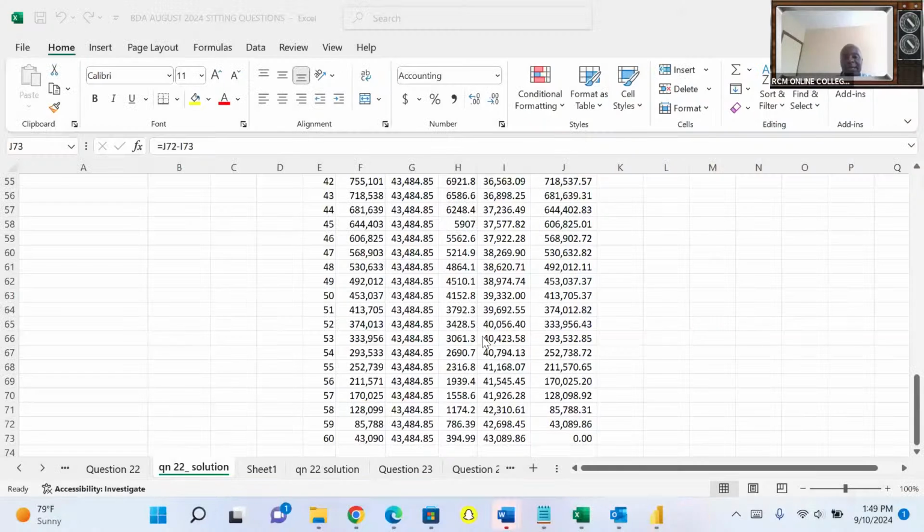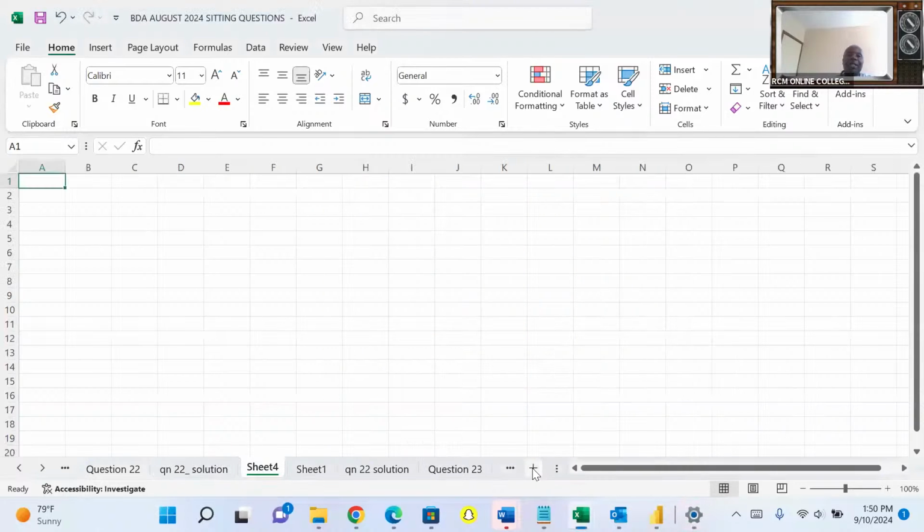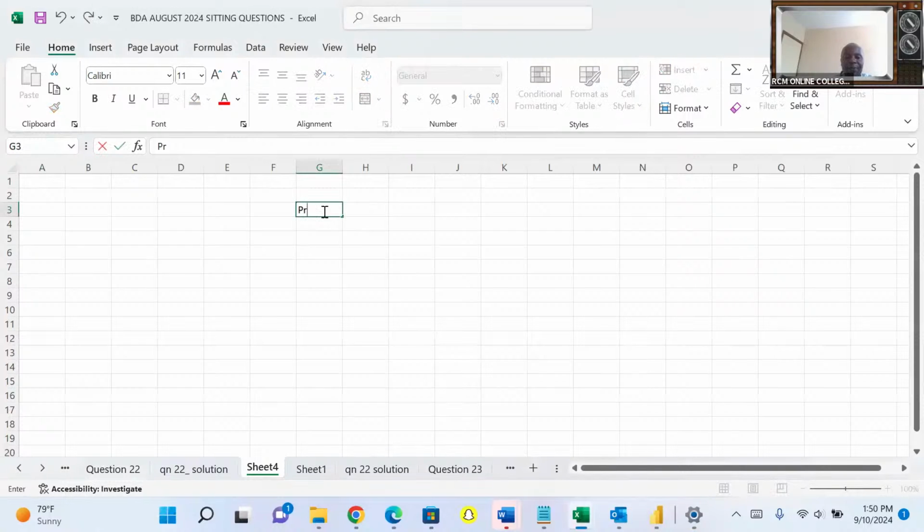So let me repeat. And before I repeat, my good students, this is what I would want to show you. Just a minute here. If I just come and open a new sheet here. Assuming you have a price of, say, 10 shillings, and then you have quantity. Now, this quantity fluctuates.